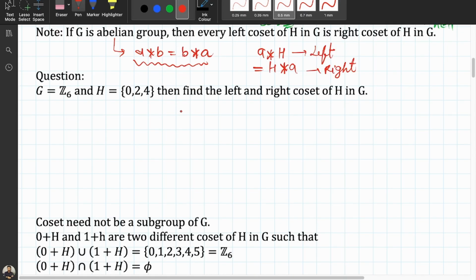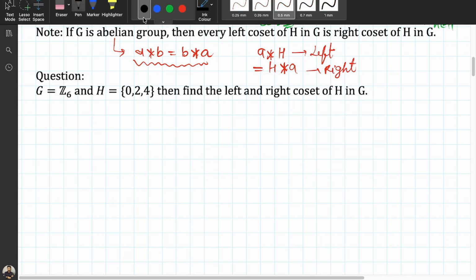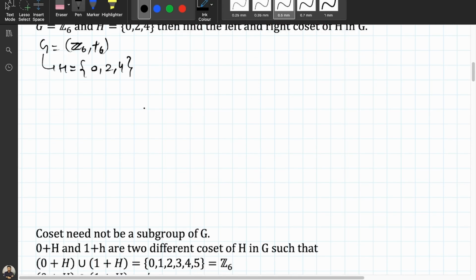Now we'll take some questions and find the left coset and right coset. We have one example: the group is Z6 under addition modulo 6 and its subgroup is {0, 2, 4}. Then find the left coset and right coset. How can we find it? Just simply, what is H here? H is {0, 2, 4}. What will be the a here?